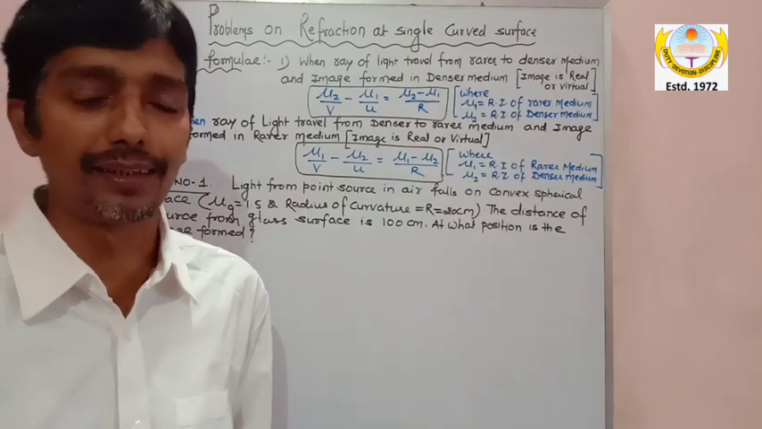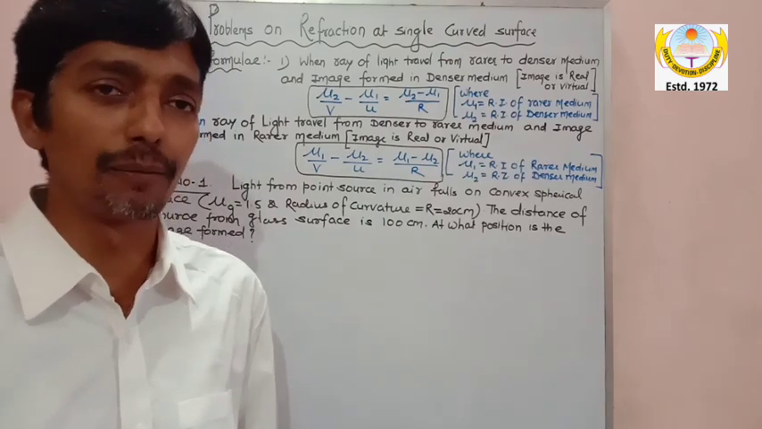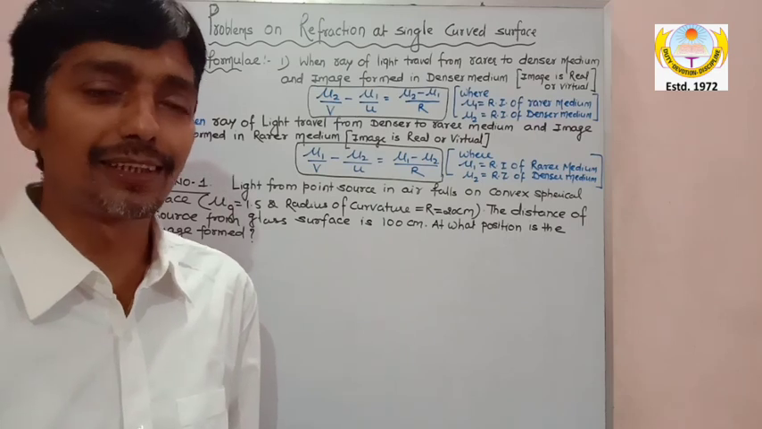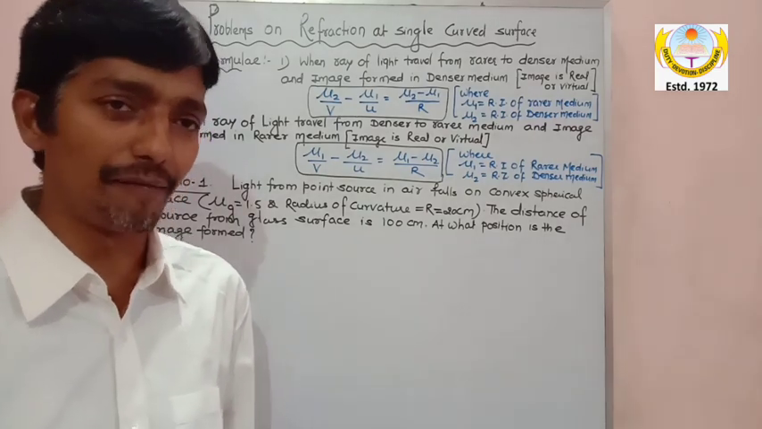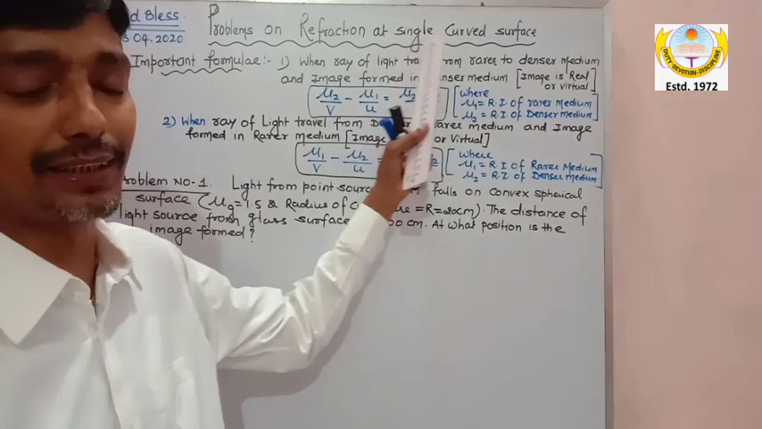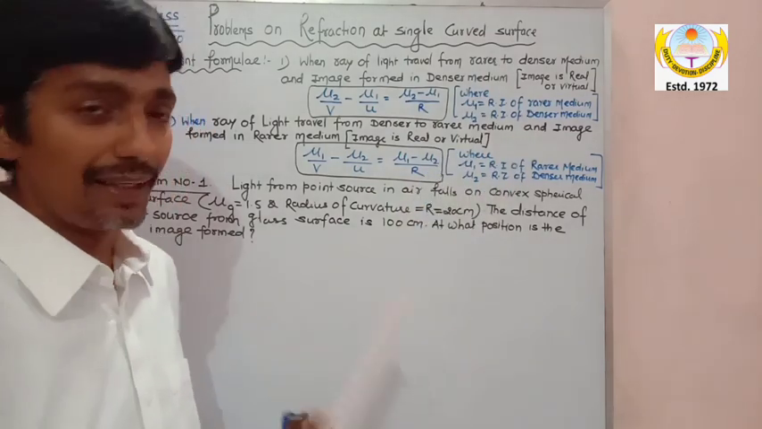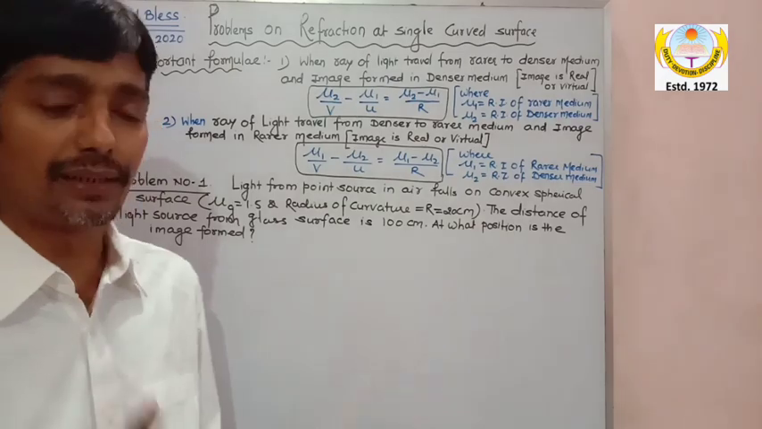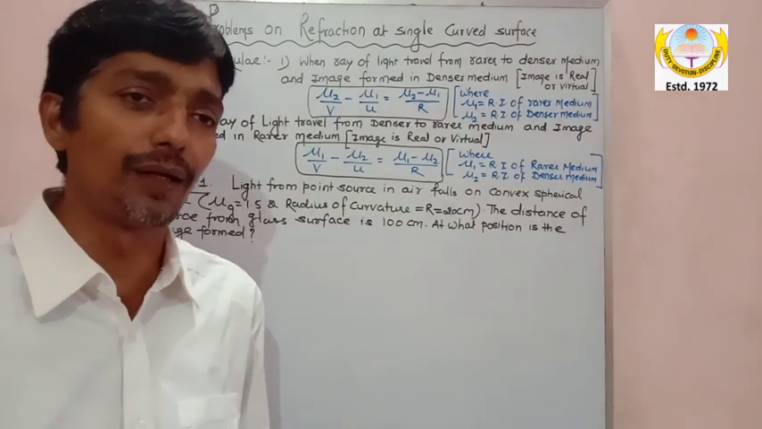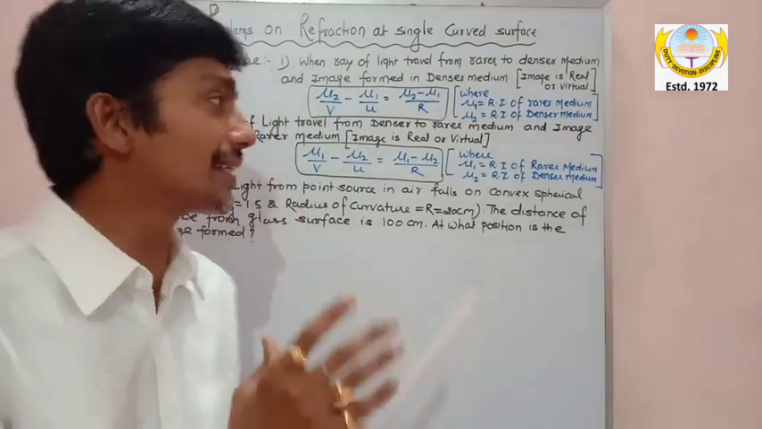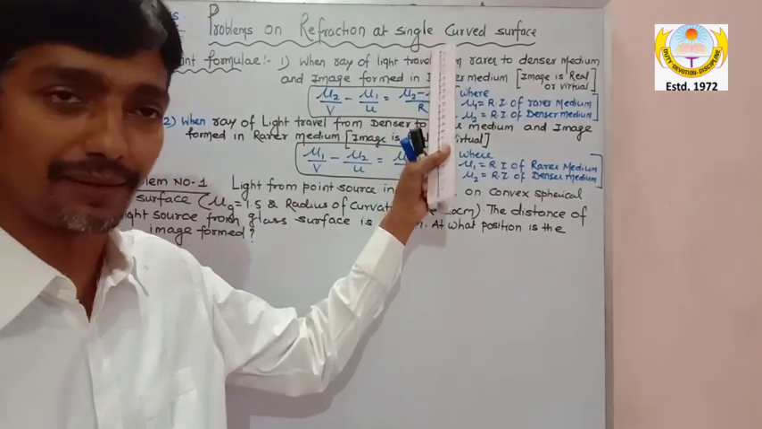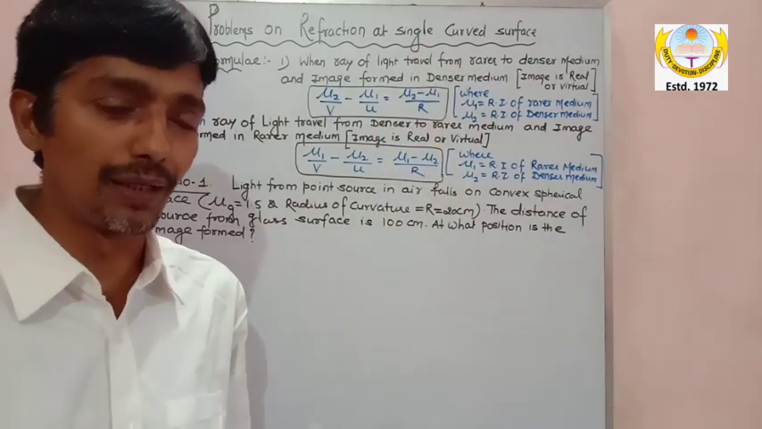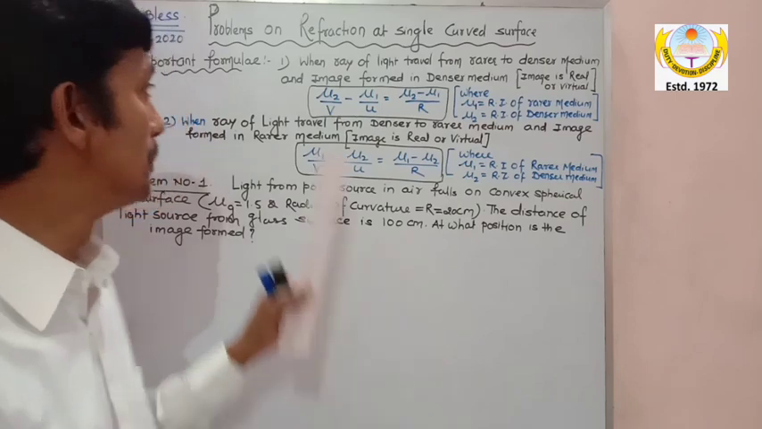Today I am uploading the numerical problems on refraction at a single curved surface. We have done this topic before the lens maker formula, and the previous sums were on total internal reflection followed by refraction at a single curved surface. Before I go to the actual numerical, let me tell you two important formulas on which the entire numerical of this topic is based. Here I have written the important formulas.